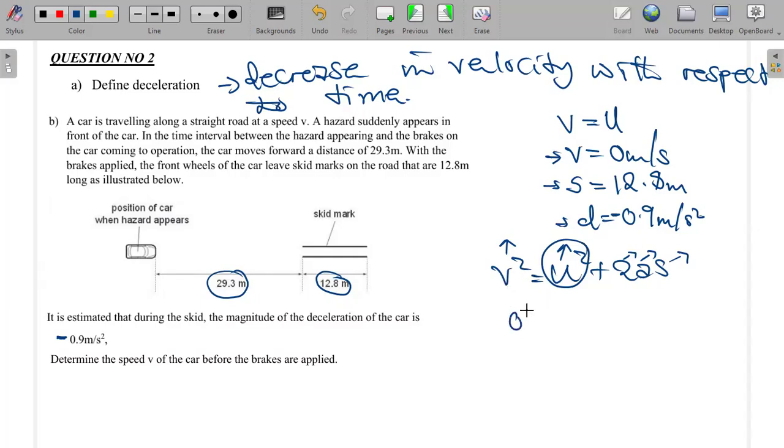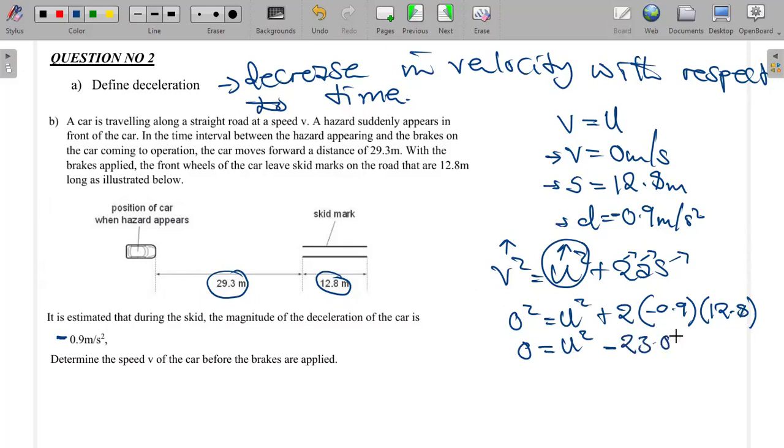So we're going to say 0 squared will be equal to u squared plus 2 times the acceleration, which is negative 0.9, multiplied by the displacement, which is 12.8. Let me just punch this into my calculator. This is giving me 23.04, so minus 23.04. I'll take the negative to the other side of my equation, which means u squared will become positive 23.04.